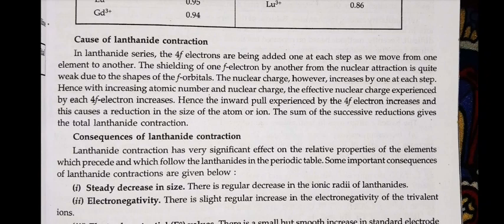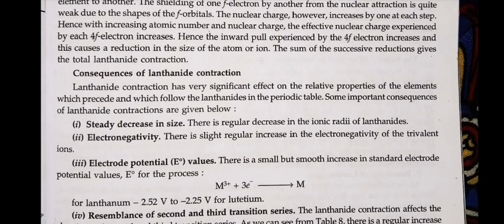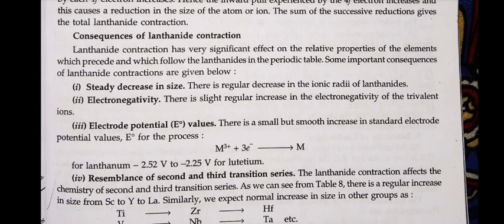In the lanthanide series, the 4f electrons are being added one at each step as we move from one element to another. The shielding of one f electron by another from nuclear attraction is quite weak due to the shapes of the f orbitals. The nuclear charge, however, increases by 1 at each step. Hence, with the increase in atomic number and nuclear charge, the effective nuclear charge experienced by each 4f electron increases. Hence, the inward pull experienced by the 4f electrons increases, and this causes a reduction in the size of the atom or the ion. The sum of the successive reductions gives the total lanthanide contraction.